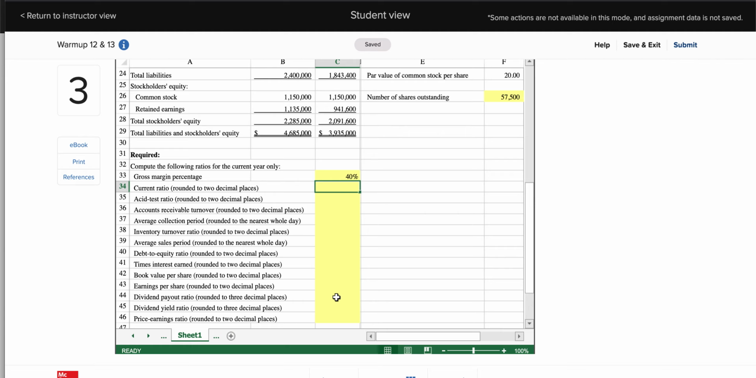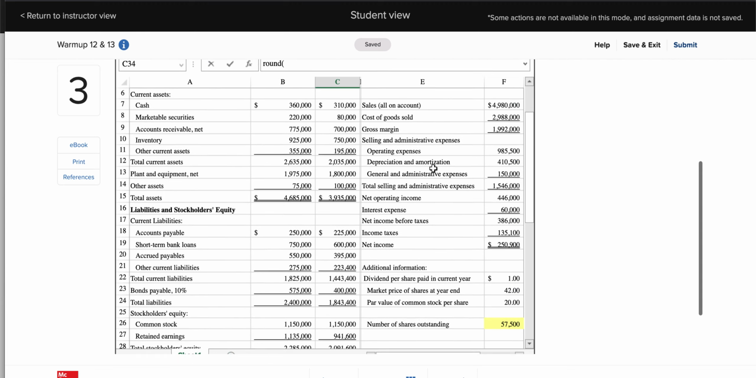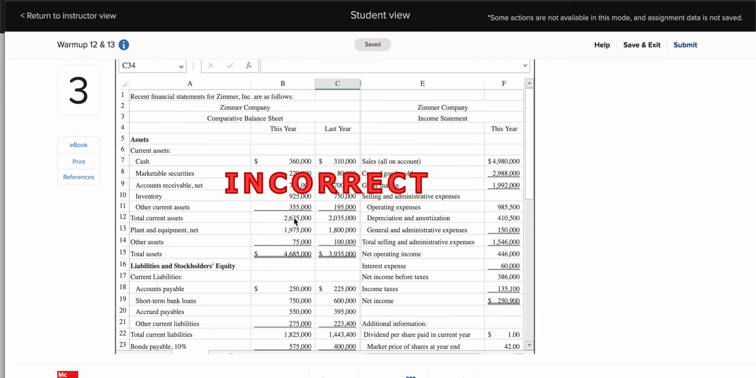But current ratio, they want this rounded to 2 decimal places. So what we want to do is type in the word round, open parenthesis, as they call it. Current ratio is equal to current assets divided by current liabilities. So we want to go up top and get the total current assets.